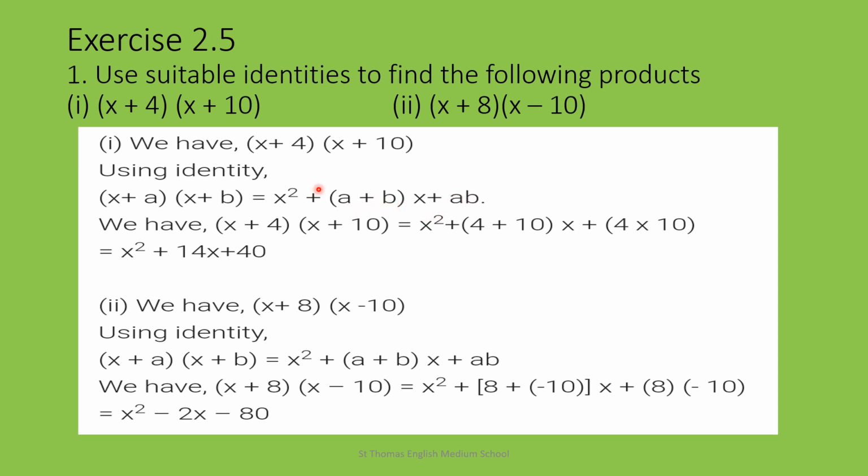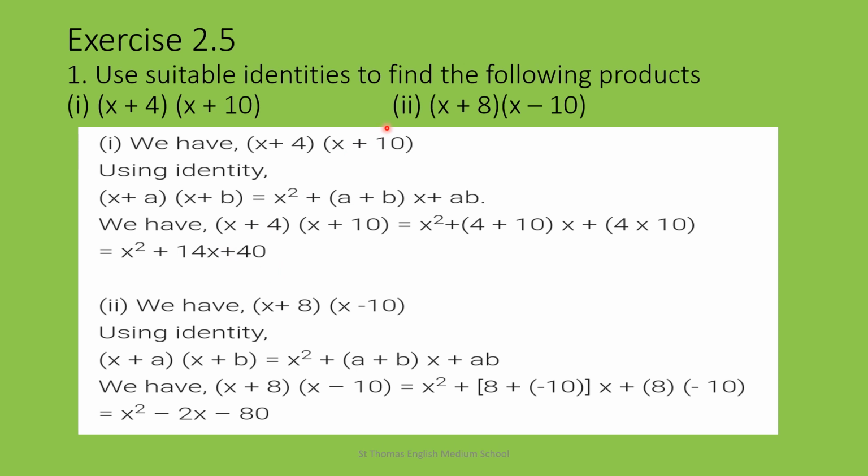Here a is 4 and b is 10. Now you can just substitute the values in the identity. You will have x plus 4 multiplied by x plus 10 equal to x square plus 4 plus 10 multiplied by x plus 4 multiplied by 10. That is x square plus 14x plus 40.